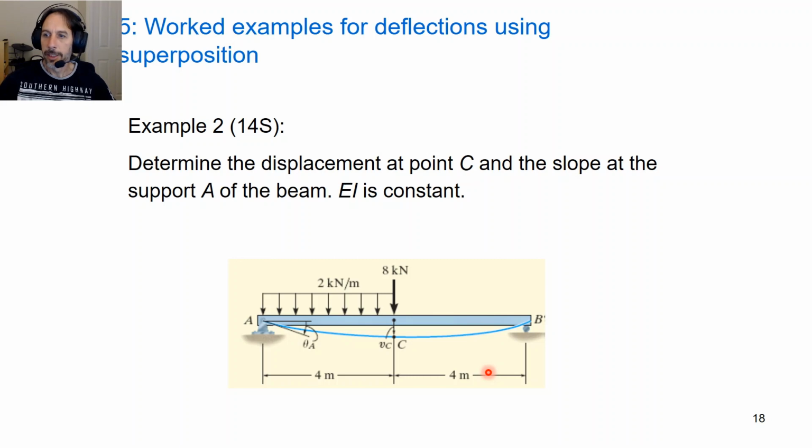Okay, so here's another example. Determine the displacement at point C and the slope at support A of the beam. Okay, so we've got a simply supported beam in this case. We want to know the deflection at point C and the slope at point A. This is a little bit more obvious as a superposition problem. So we've got the point load and we've got the distributed load from A to C.